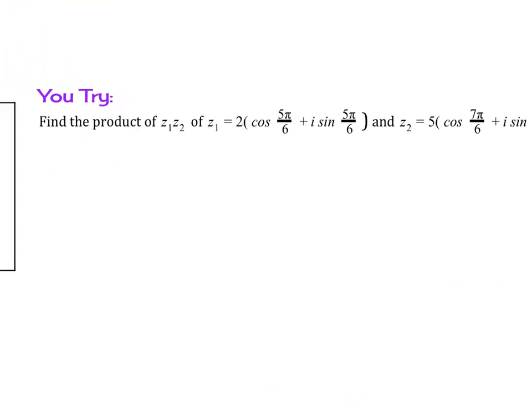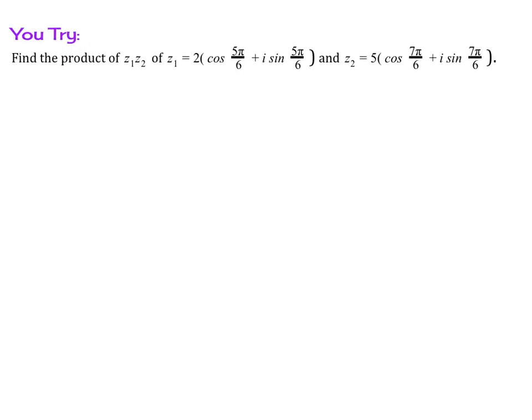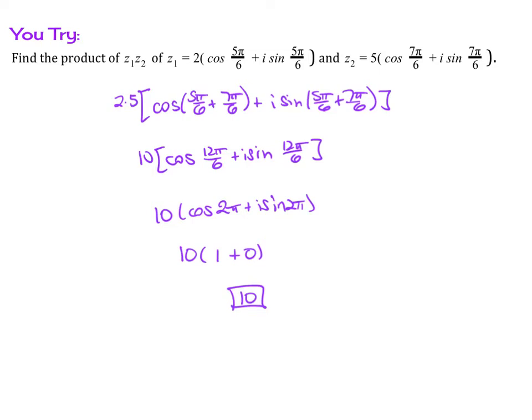So try this example. Find the product z1 z2 of these two trig forms here. Trying this out, you should have gotten 10. Multiplying the radii together, 2 times 5 is 10, and then 5 pi over 6 plus 7 pi over 6, that's 12 pi over 6, which simplifies to 2 pi, and then evaluating those angles.